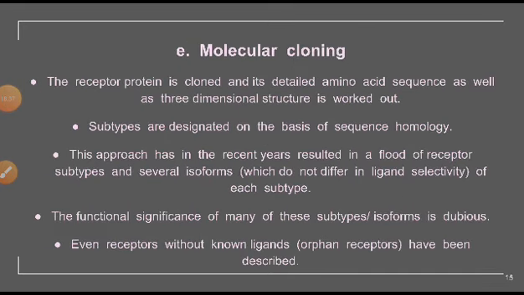The last method of classification is molecular cloning. Recently, molecular cloning has been used to categorize the receptors into different types and subtypes, usually subtypes. This has been done by finding out the sequence homology, right? And that sequence homology, or you can say DNA splicing or RNA splicing, how it happens.